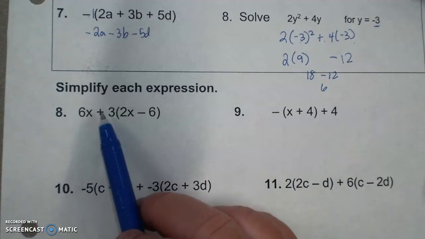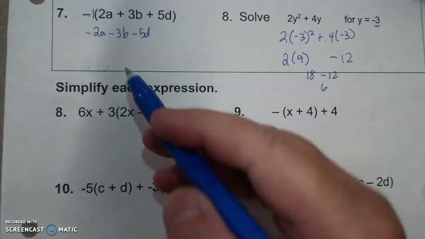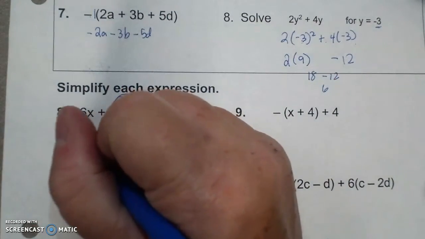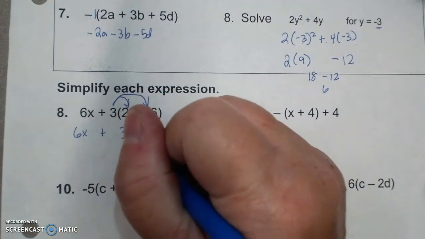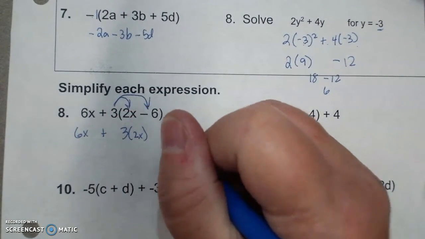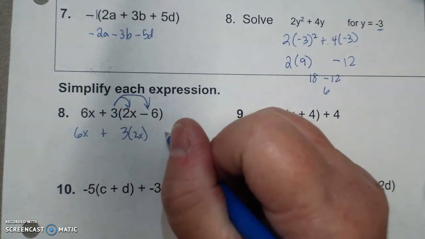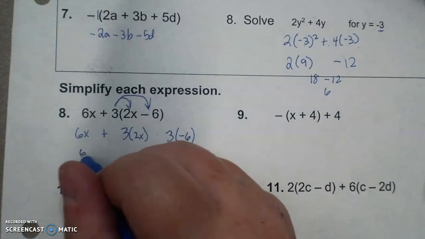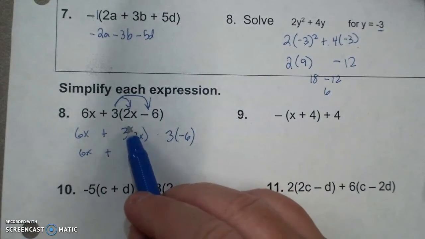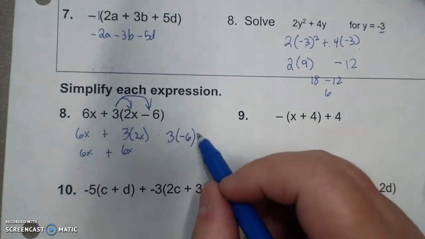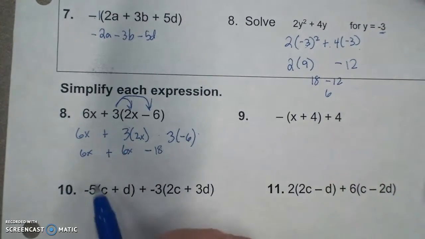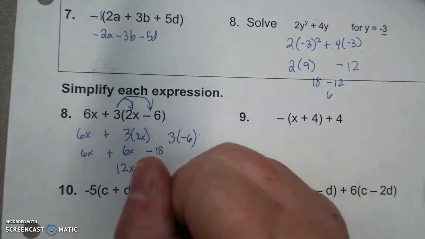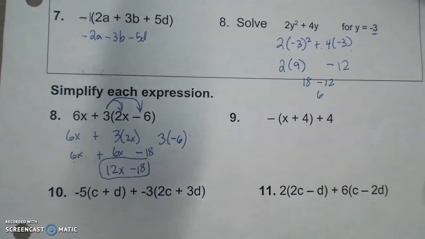This is a term not being distributed. This is a distributive property. So the 6 is going to hang out. 6x plus 3 times 2x. And 3 is going to visit -6. So you have 6x plus 3 times 2x is 6x, and you have a minus 18. 6x and 6x is 12x minus 18. And that is simplified.